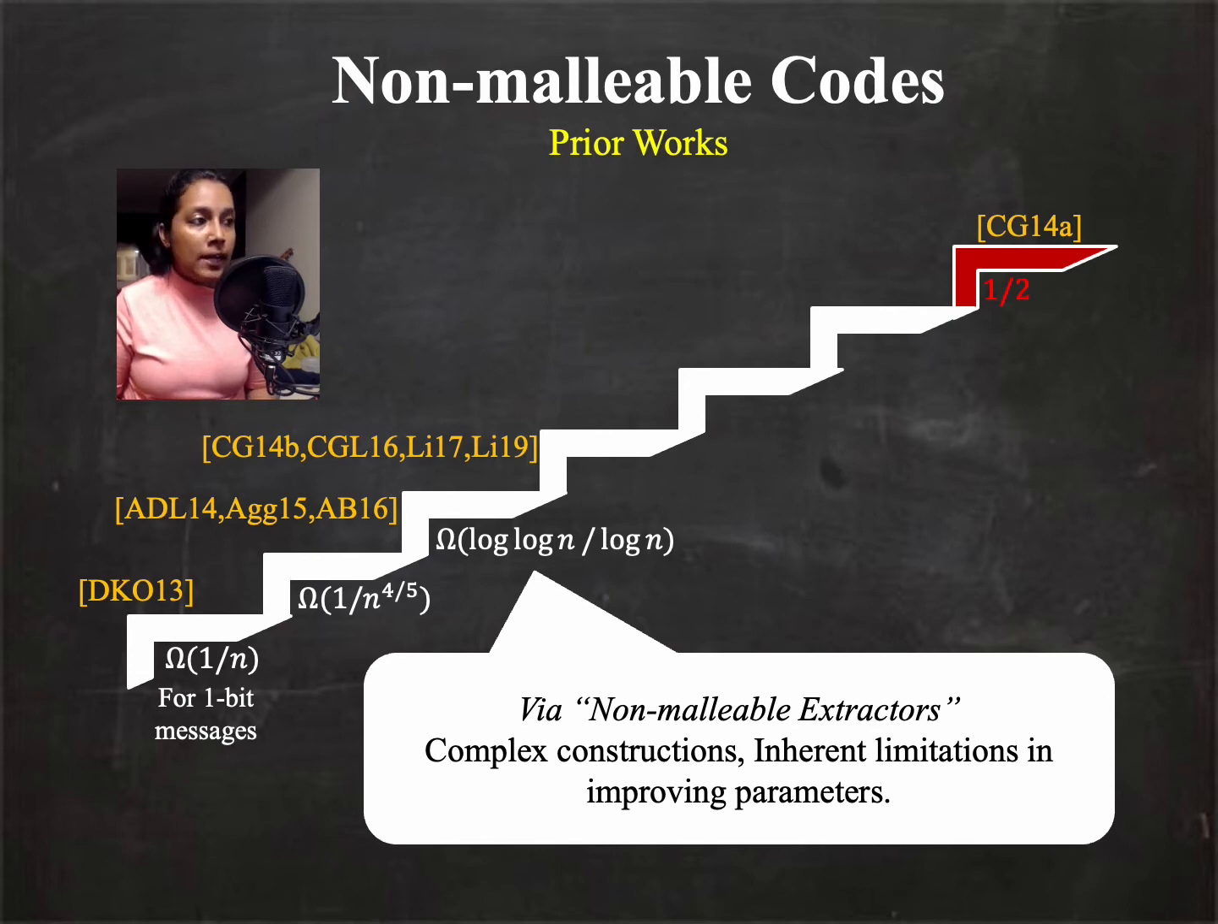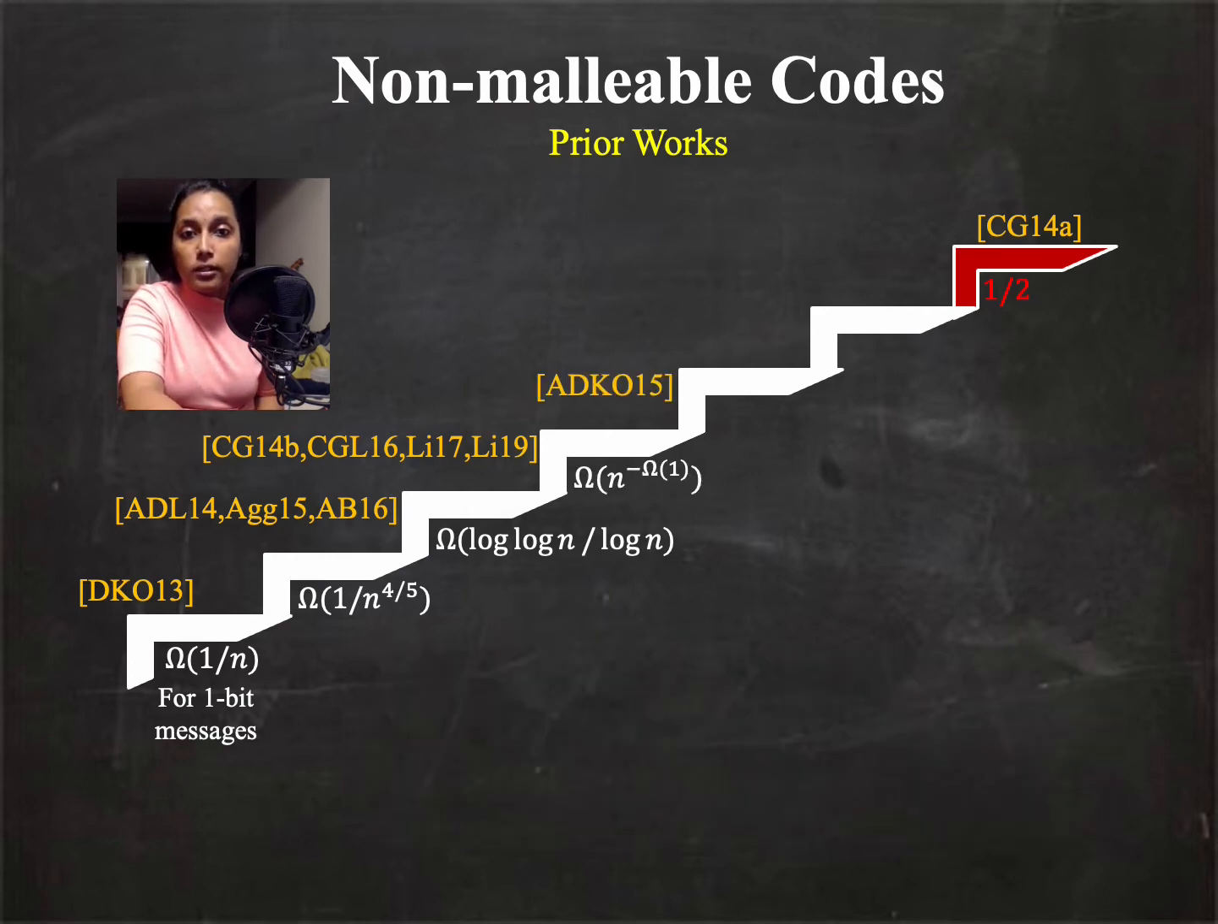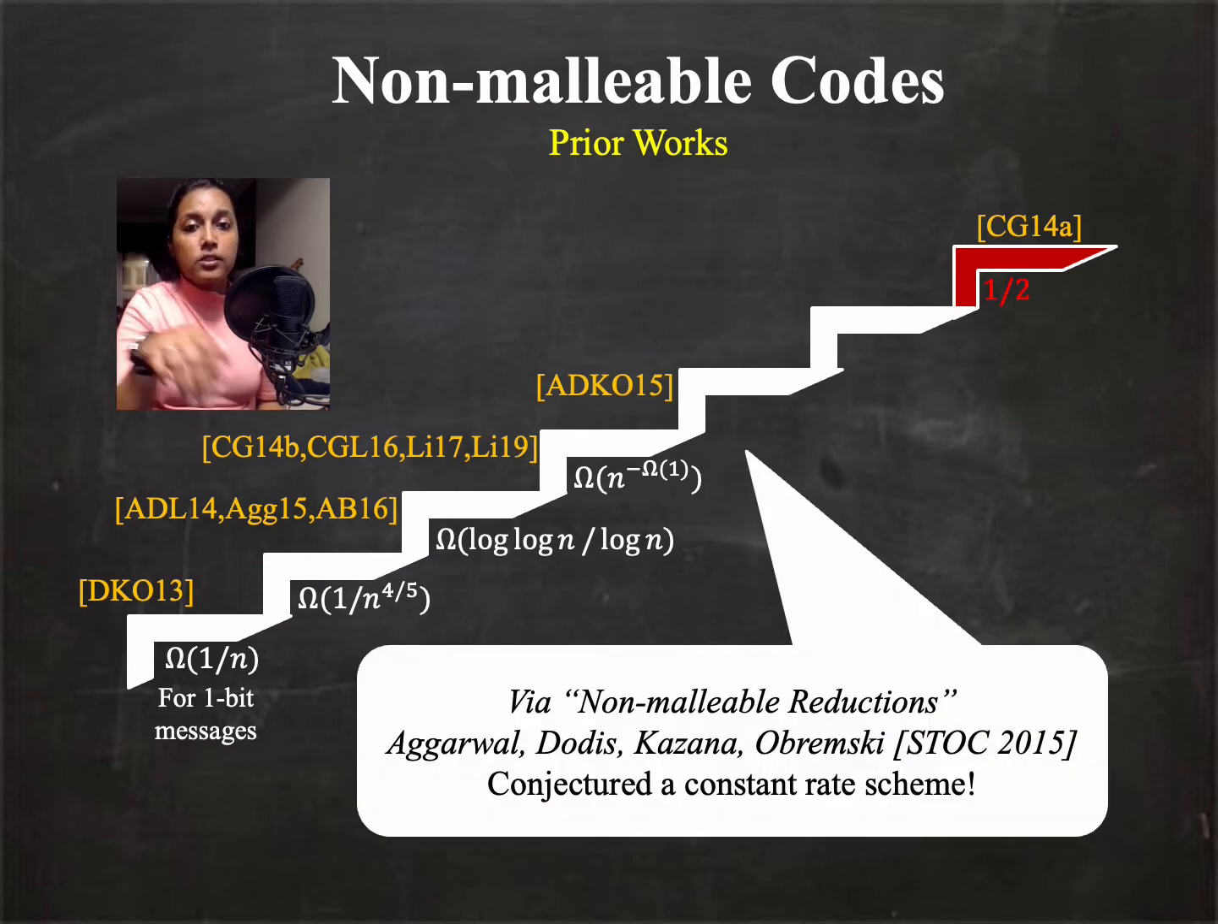So once again, we land at a point where we are seeking alternate routes to build non-malleable codes that potentially help us get the rate that we want. This brings us to the third beautiful connection that was established in the work due to Aggarwal, Dodis, Kazana and Obremski at STOC 2015. They introduced a new proof and construction technique called non-malleable reductions, and through this technique they build non-malleable codes which achieve a rate of n to the minus omega 1, which is inverse polynomial. However, in the same work, they conjecture a constant rate scheme via this route.